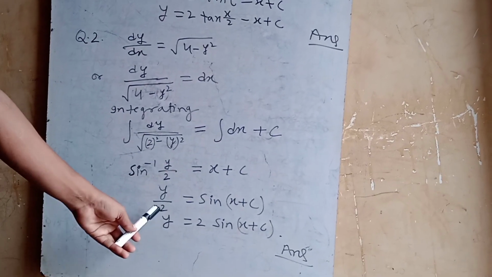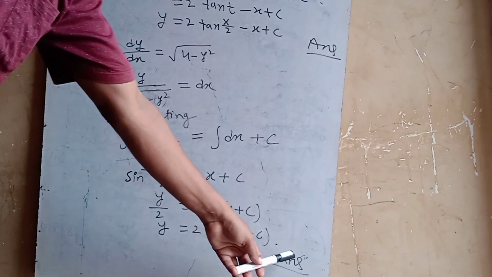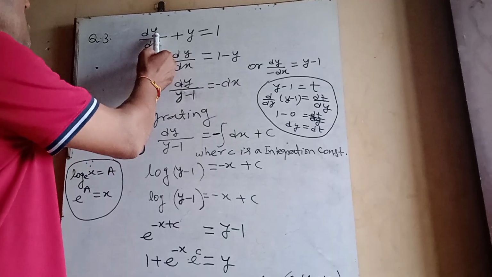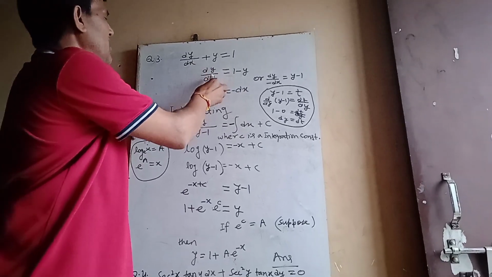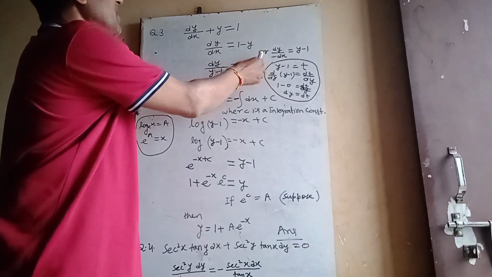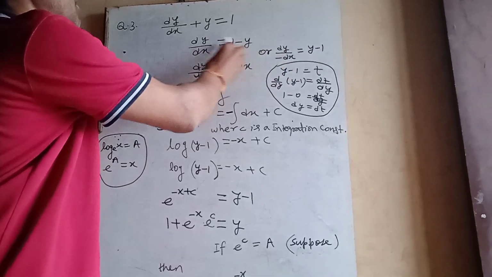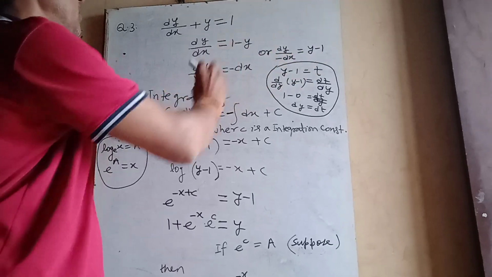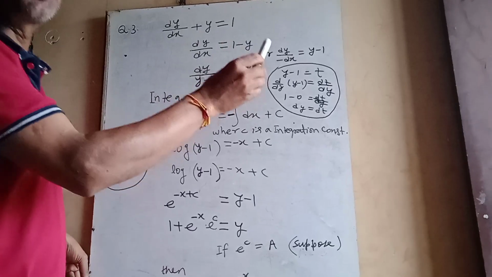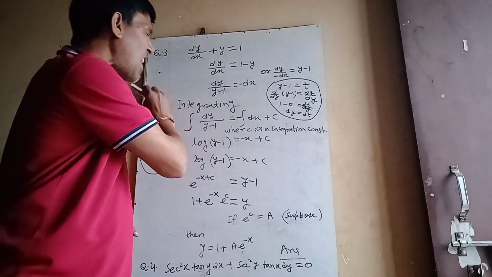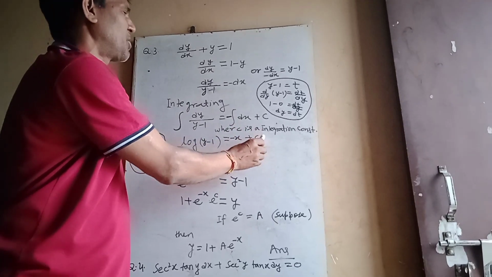So y by 2 equals sin x plus c, and y equals 2 sin x plus c is the answer. Number 3, dy by dx plus y equals 1. So we can write here dy by dx equals 1 minus y, or dy upon minus dx equals y minus 1. When you multiply it by minus 1, then it will be dy upon y minus 1 equals minus dx. Now on integrating, we get log y minus 1 equals minus x plus c.